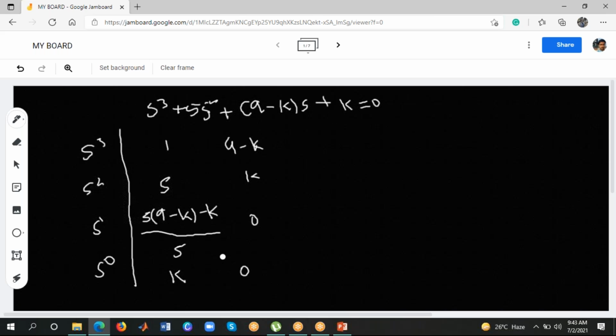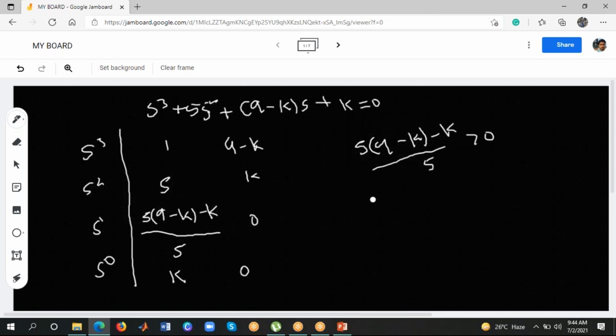Now take this value from this equation. So the e value is greater than 0. These two values of e should be greater than 0. Only if it is greater than 0 will it be a stable condition. Now I am going to consider this term: 5 into (9 minus k) and minus k, divided by 5 should be greater than 0.